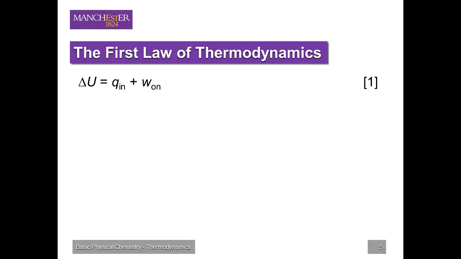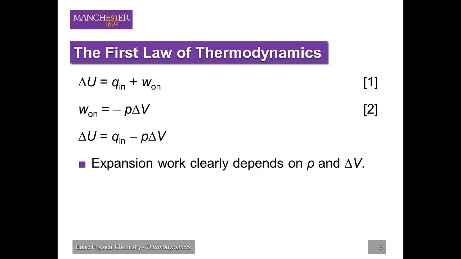If we now revisit the first law of thermodynamics, delta U equals Q in plus W on, as we have just shown, W on is equal to minus P delta V. Thus, the first law becomes delta U equals Q in minus P delta V. Expansion work therefore depends on pressure and change in volume. There are thus two ways to make the expansion work zero.